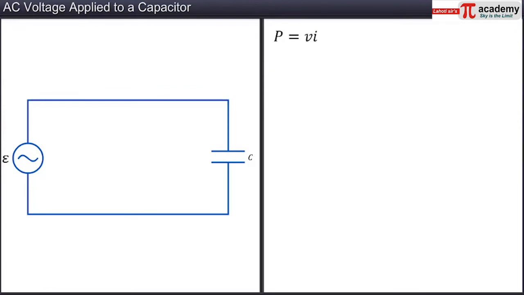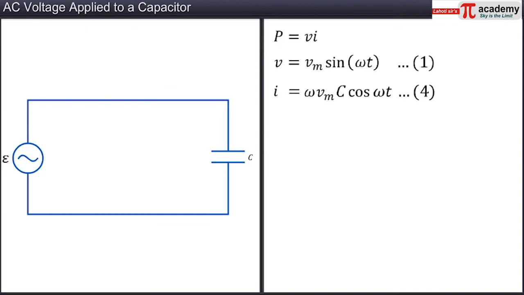Let us now try to look at power dissipation through the capacitor compared to resistance. The instantaneous power supplied, P, to the capacitor is denoted by the product of voltage with current through any circuit element. Using equations 1 and 4 and the relation Im is equal to omega Vmc, we get P is equal to Vm sine omega t into Im cos omega t.